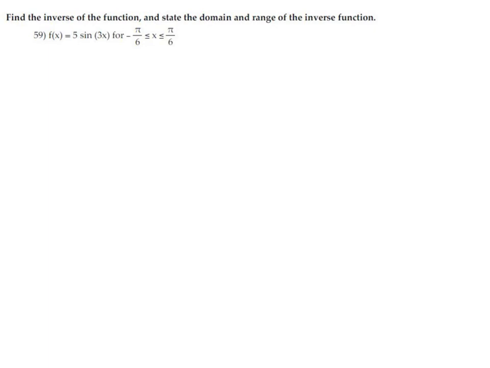If you were to look at the graph of 5 sine 3x on that domain, you would recognize that on that domain the function is a 1-to-1 function, meaning its inverse will also be a function. That's why they restricted the domain. Usually sine has the full up and down, up and down, but when they do these restrictions, it gives you just the piece whose inverse will be a function.